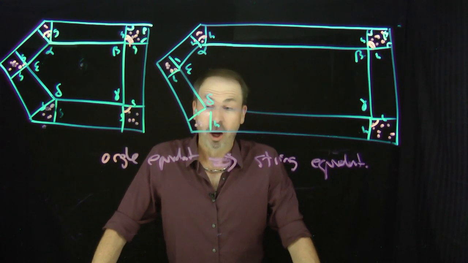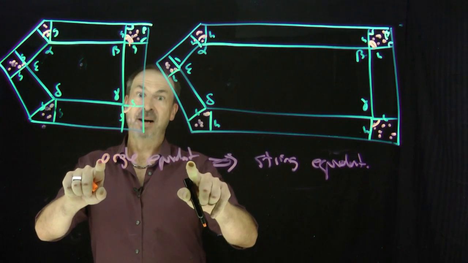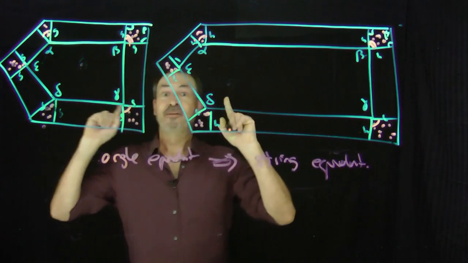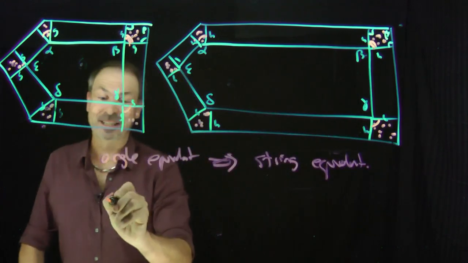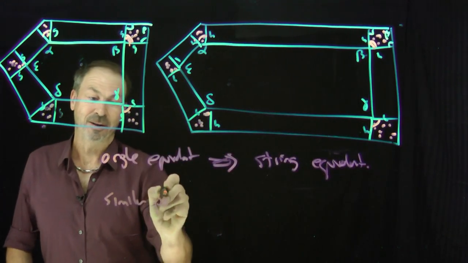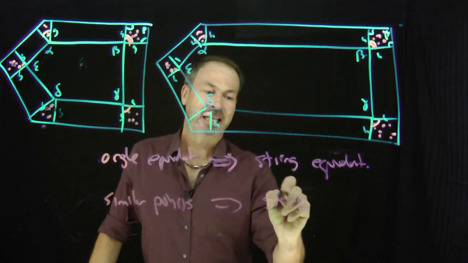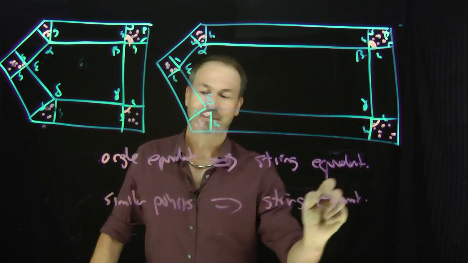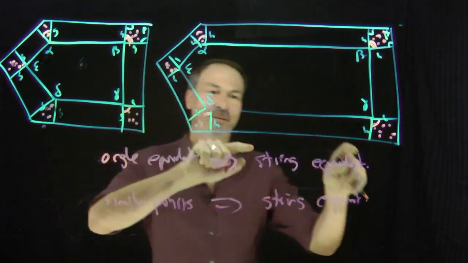I also say as a corollary that if two polygons are angle equivalent, that's fine, they have matching angles. Oh, if two polygons are similar, they certainly have matching angles, so they're angle equivalent. So I can also say similar polygons: if I have two polygons that are similar, then they're guaranteed to give me planets that are string equivalent as a consequence. Because they're similar, all angles match, therefore they're angle equivalent, therefore they're string equivalent.